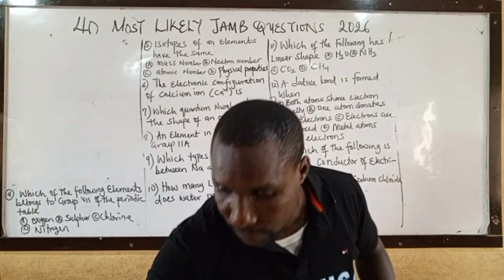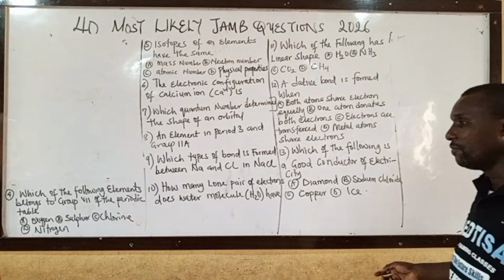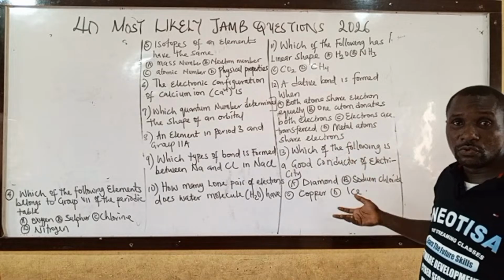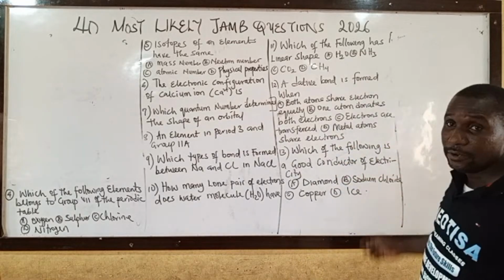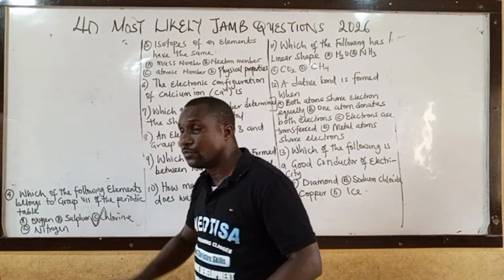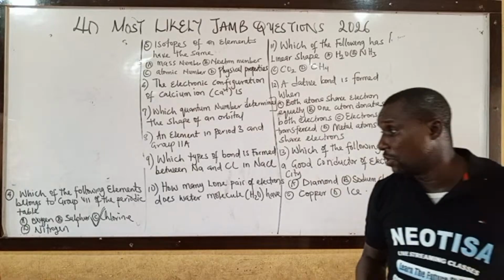The question is, which of the following elements belongs to group 7 of the periodic table? I've drawn the periodic table for you. You should know the first 20 elements. Group 7 is chlorine. Group 7 has 7 electrons on the outermost shell.